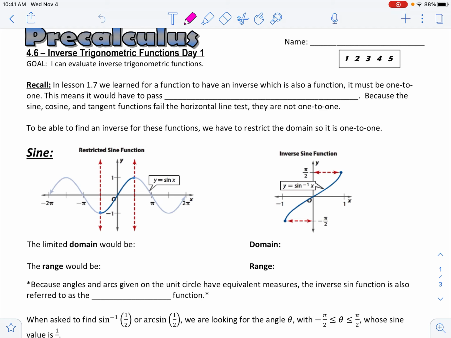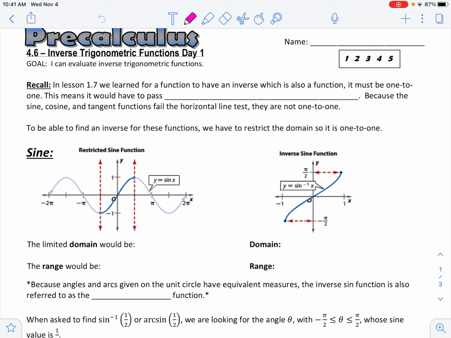Okay, so today we're starting 4.6. This is day 1, and it's about inverse trigonometric functions. So our goal for today is that we can evaluate inverse trigonometric functions. So recall we learned this in pre-calc here in lesson 1.7.